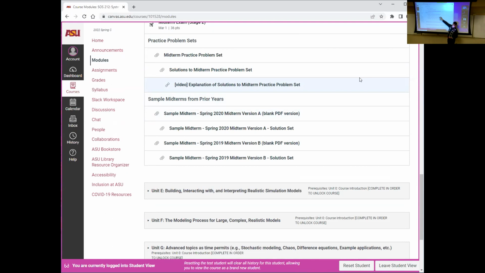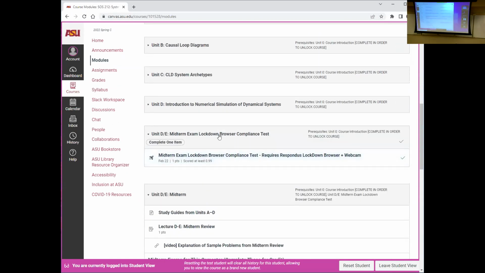So there's a bunch of study resources inside that midterm module. If you haven't looked at it, definitely take a look. It'll give you some good insights into what to expect on Tuesday and Thursday. And if you haven't completed this Lockdown Browser compliance test, make sure you do that, or else you won't be able to get into this module, which actually has the real tests in it. So that's where to find everything on Canvas. So let's go.